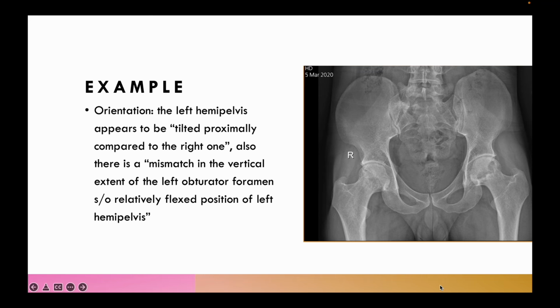Now coming to an example. So if we have to describe the orientation of this radiograph, then we have to comment that the left hemipelvis appears to be tilted proximally compared to the right one, and also there is a mismatch in the vertical extent of the left obturator foramen in relation to the right side obturator foramen, which suggests relatively flexed position of the left hemipelvis. I told you that if it appears to be larger in vertical dimension, that means the pelvis is kept in a flexed position.